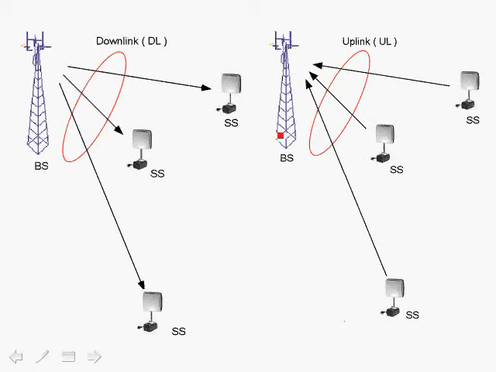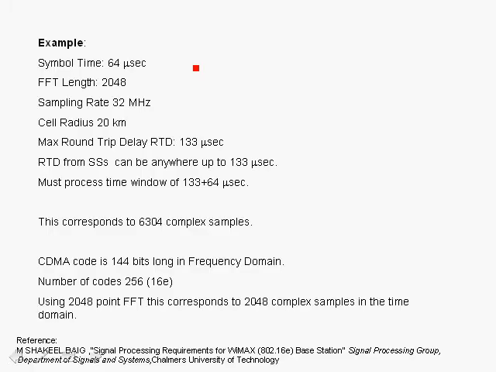Here we have an example, probably the best way to look at this, and this is from a reference by Shakil Beg from Chalmers University of Technology. And let's take this particular example. We're talking about a system with a symbol time of 64 microseconds, an FFT length of 2048, sampling rate of 32 megahertz. Again, this is an example.